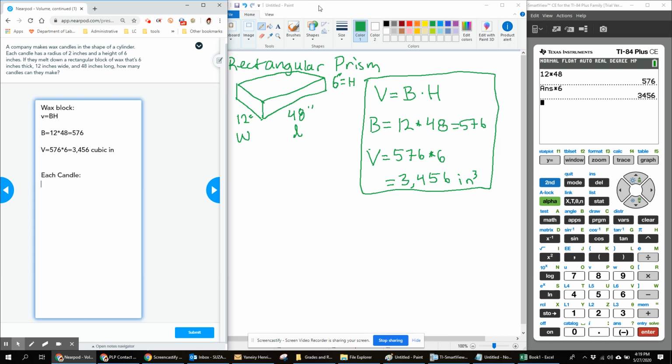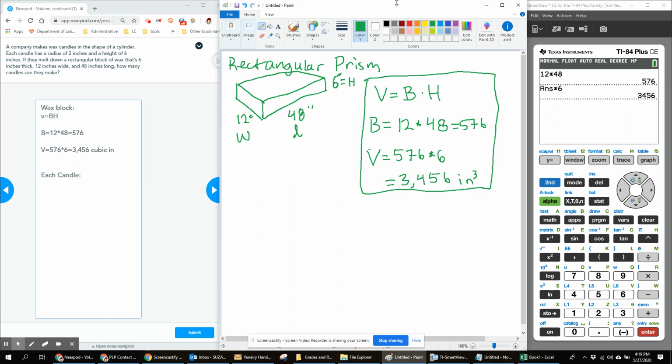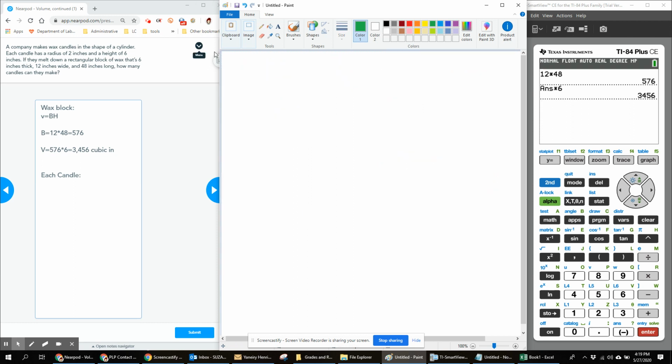So now I need to find the volume of each candle because I want to know how many candles I can make if I have 3,456 cubic inches of wax. So you should be doing this work on paper. I'm out of space on my little notepad, so I'm just going to clear and delete. Now I'm going to work on my cylinder with a pen.